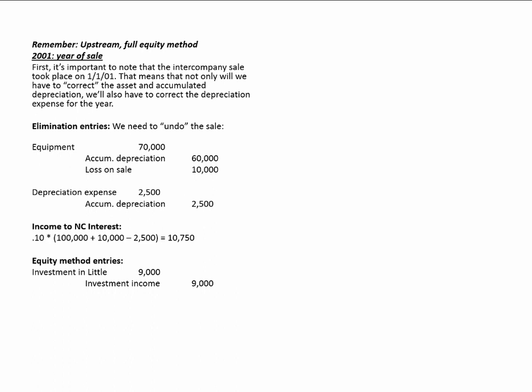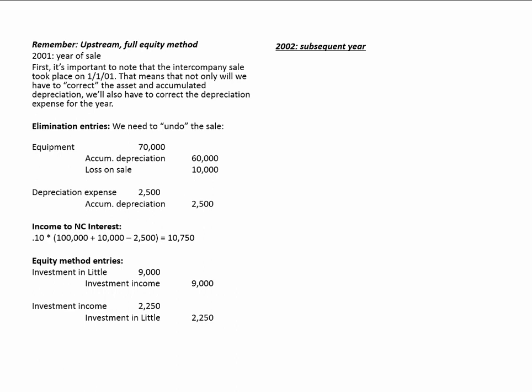That first elimination entry puts a $10,000 credit on the income statement, increasing consolidated income. The parent in their equity method entries is going to record their share, $9,000, 90%, of that increased income as a credit to their investment income. Likewise, in the second elimination entry, we're putting a $2,500 debit on the income statement, and so we're going to record a debit to investment income for 90% of that $2,500, or $2,250.